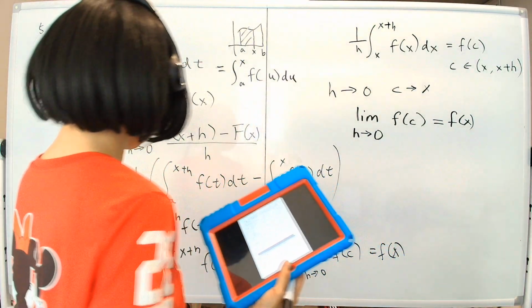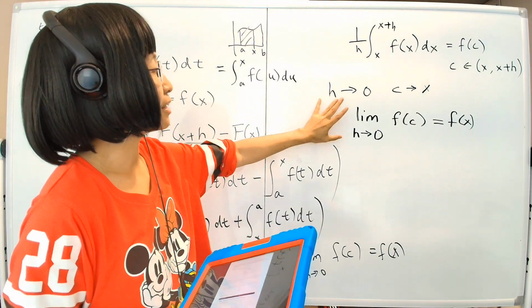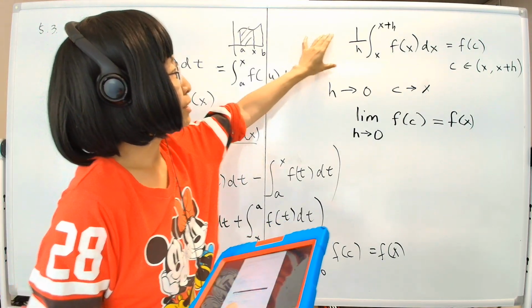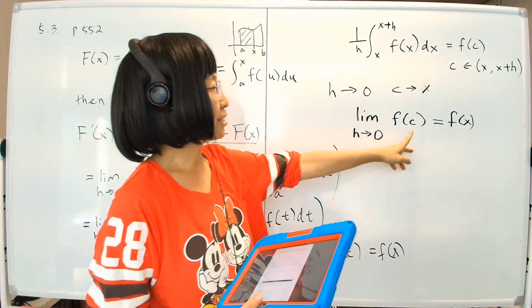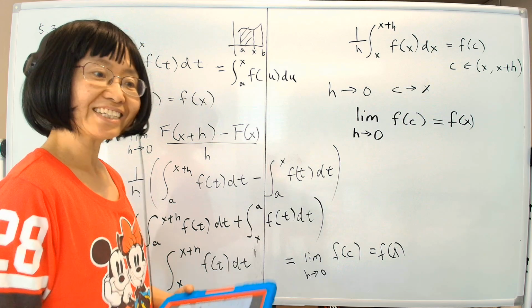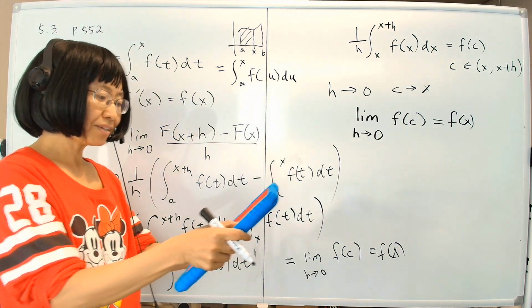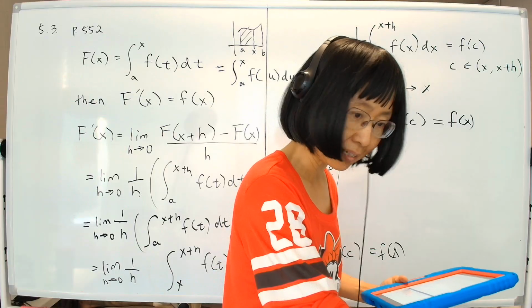And as you can see, the main trick happens right here, when you realize that as h approaches 0, f of c is approaching f of x. So then everything just comes out very nicely. See? So having done that, let's look at an example after I clean off the board.